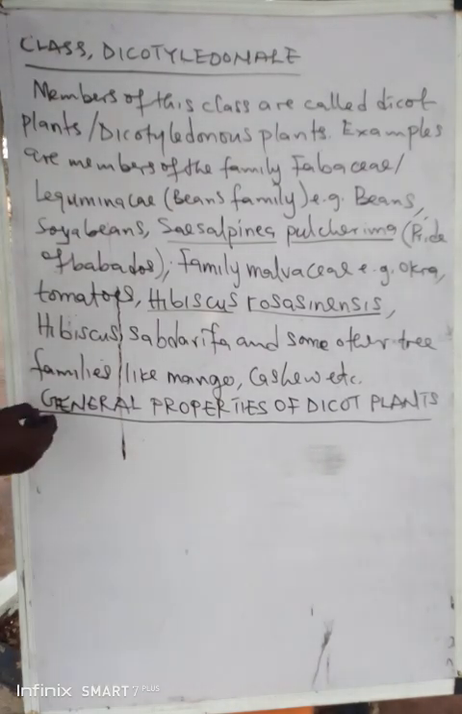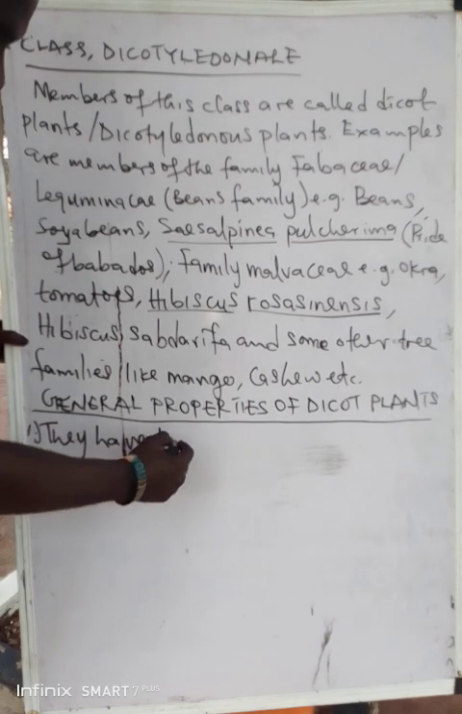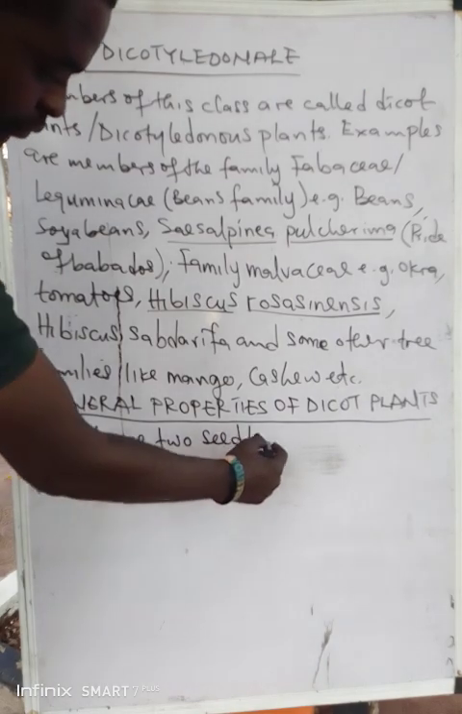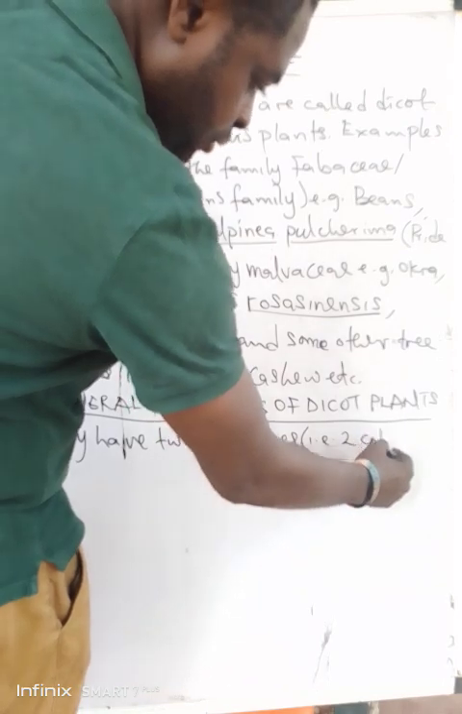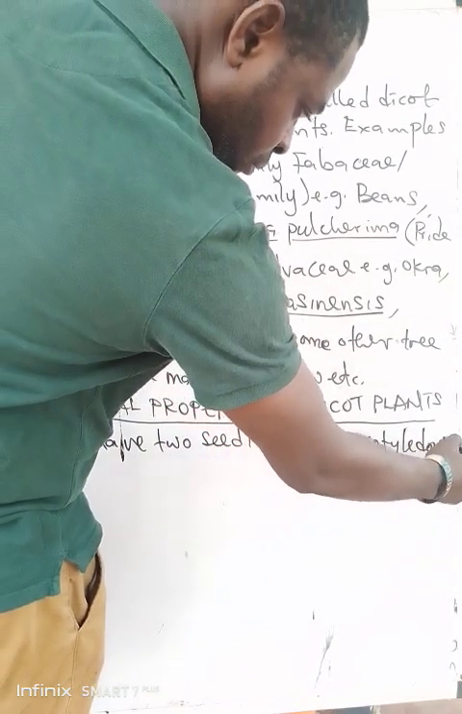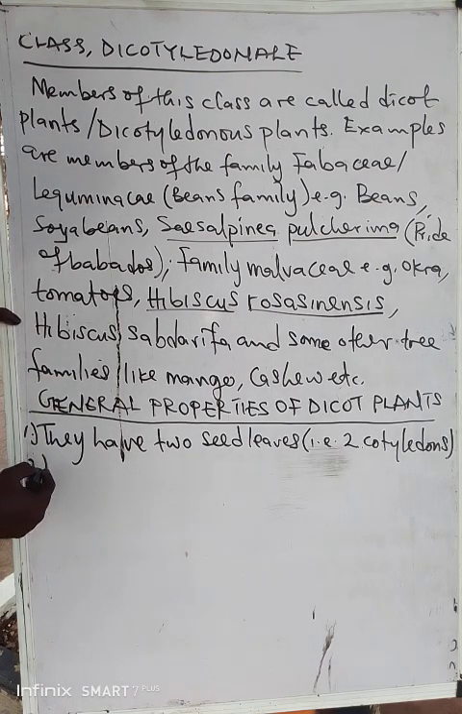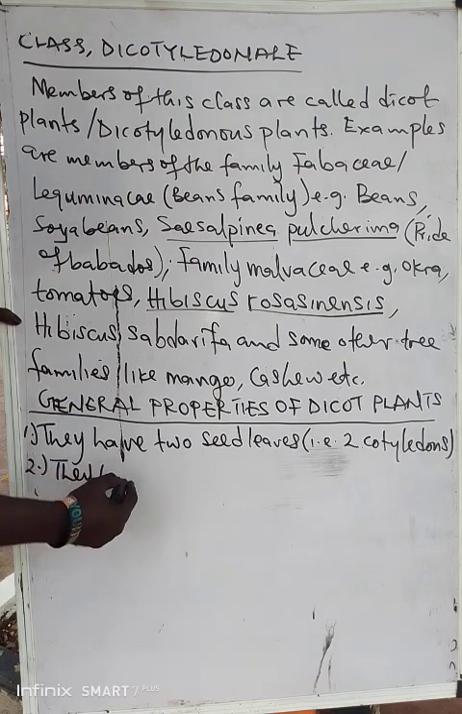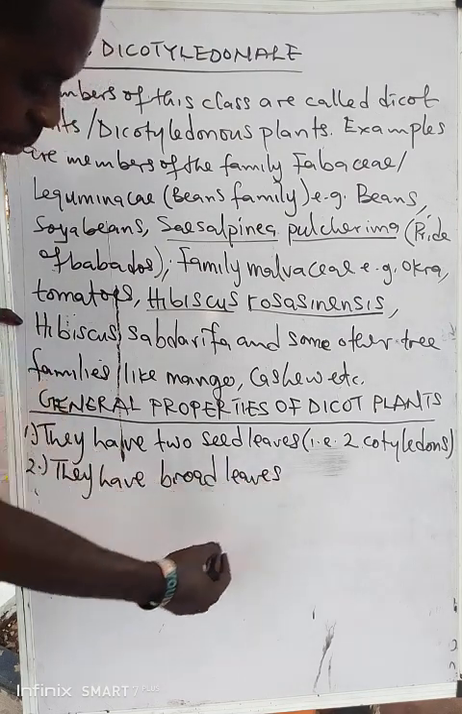Number one. First, let's start with the number of cotyledons they have. They have 2 seed leaves. That is 2 cotyledons. I told you, if you soak beans and split them into 2 parts, each of the 2 parts is a cotyledon. So we have 2 cotyledons altogether. Then number 2, they have broad leaves. Their leaves are broad. I've shown you that.